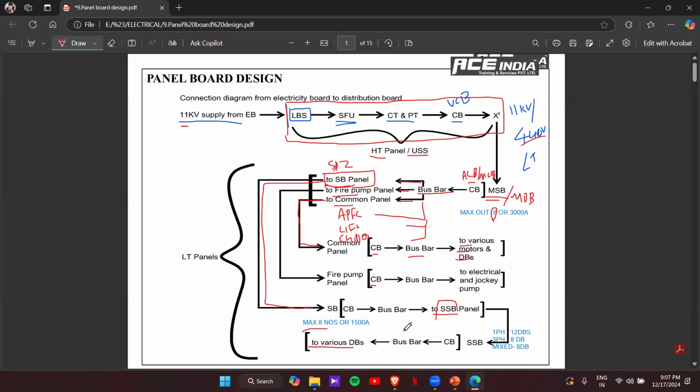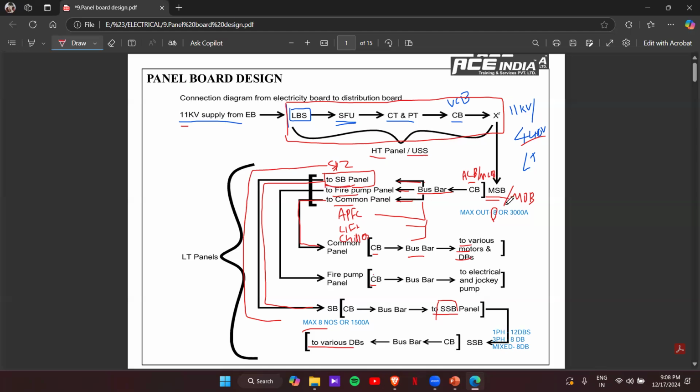But from one MSB, only one SB? No, that's what I mentioned. From one MSB, you can take one more SB also. That's what is written as SB2. How many maximum outgoings can you take? Maximum 8. It can be an SB connection or a fire pump connection, any connections you can take.